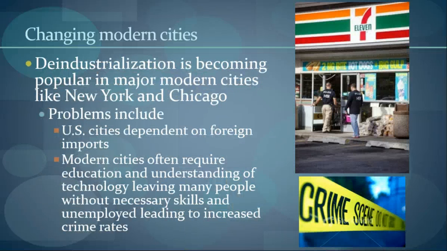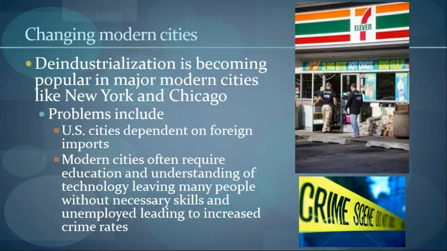All right. Now, the other thing is that deindustrialization is really becoming popular in major modern cities. And we're going to talk about this when we talk about urban decay again. But there are a couple of really big problems that I just want to point out right now, and that is that it makes U.S. cities dependent on foreign imports. If you're not making things, you have to get them from somebody who is, and we'll talk about that when we talk about trade.